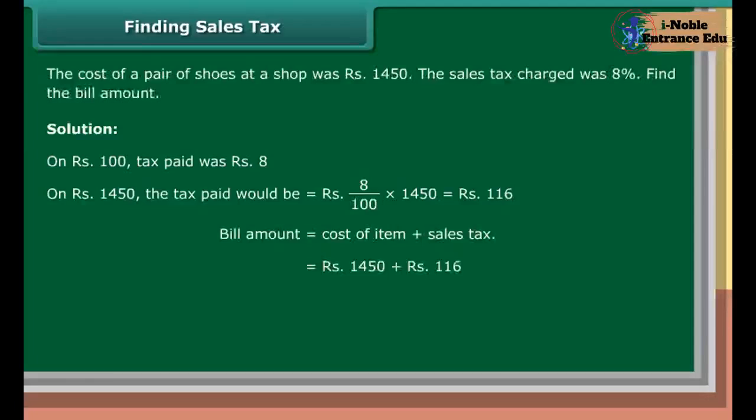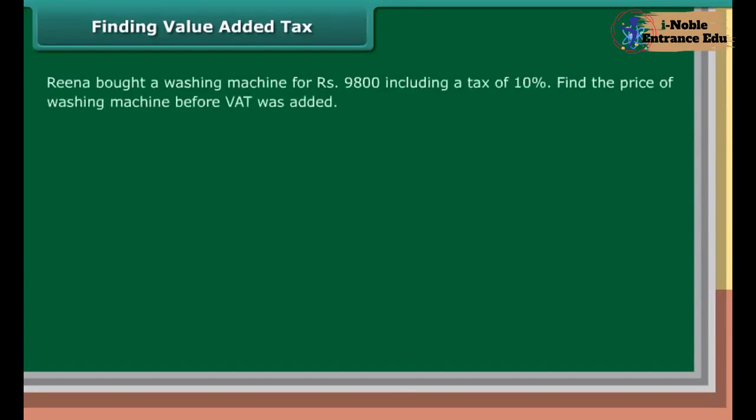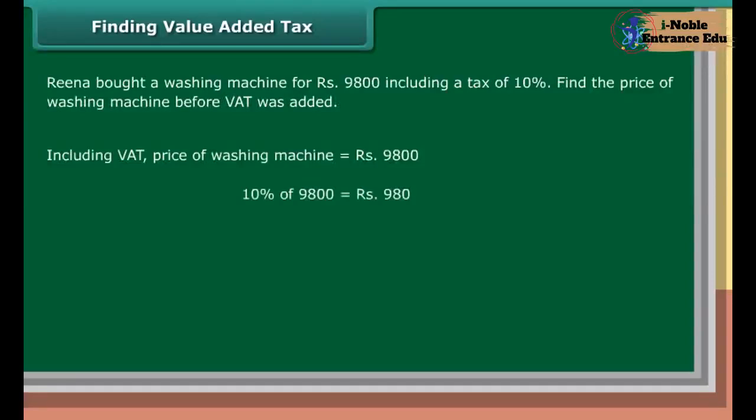Finding sales tax. The cost of a pair of shoes at a shop was rupees 1450. The sales tax charged was 8%. Find the bill amount. Solution. On rupees 100, tax paid was rupees 8. On rupees 1450, the tax paid would be rupees 8 upon 100 into 1450 is equal to rupees 116.